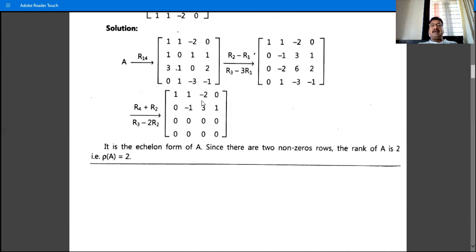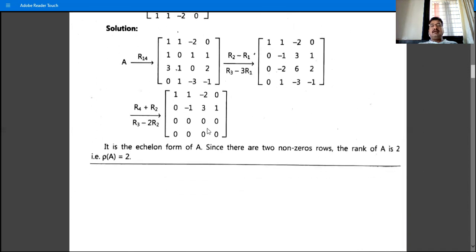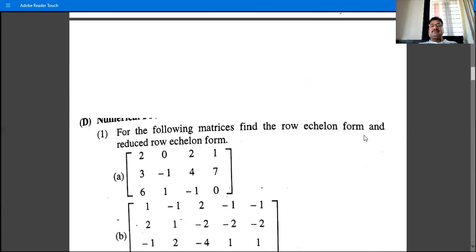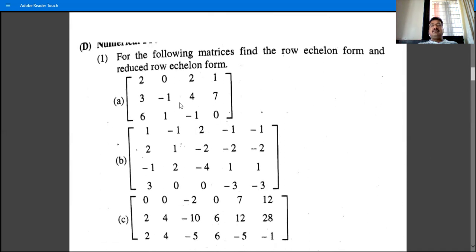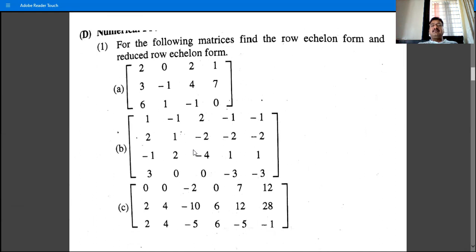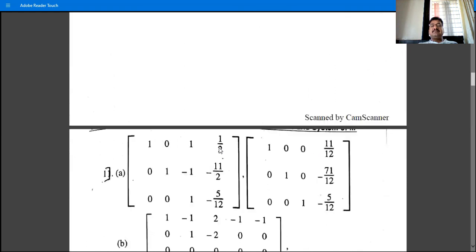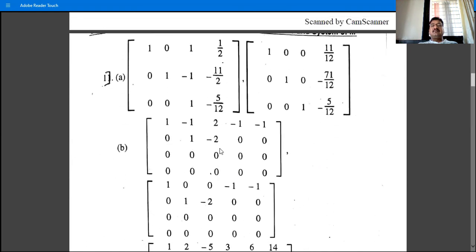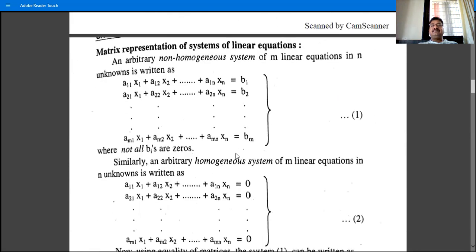So similarly, find the rank of this matrix. By reducing the matrix to echelon form, this is the echelon form, the number of non-zero rows is 2, therefore the rank of A is 2. So these are some problems for homework. Find the rank of this matrix by reducing the matrix to reduced row echelon form. For all these examples, the answers are given, and their echelon forms are given.